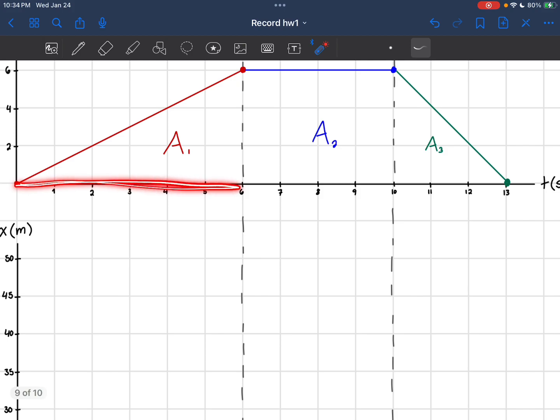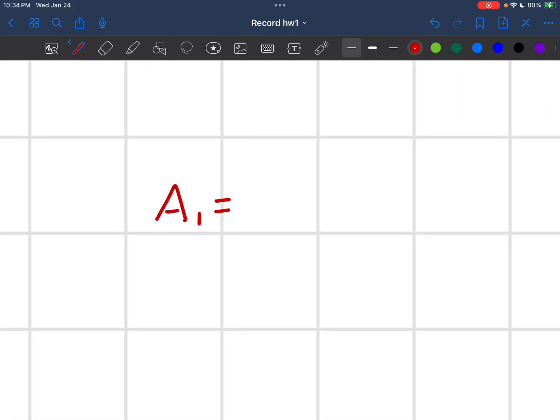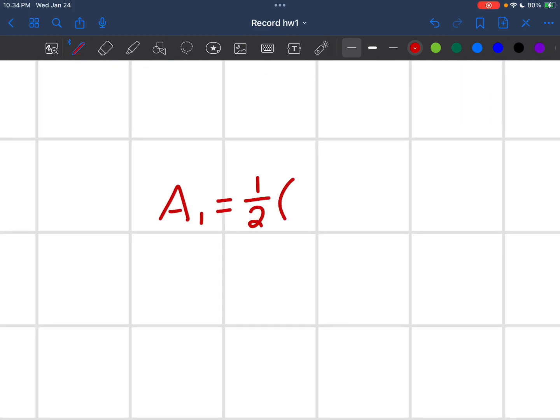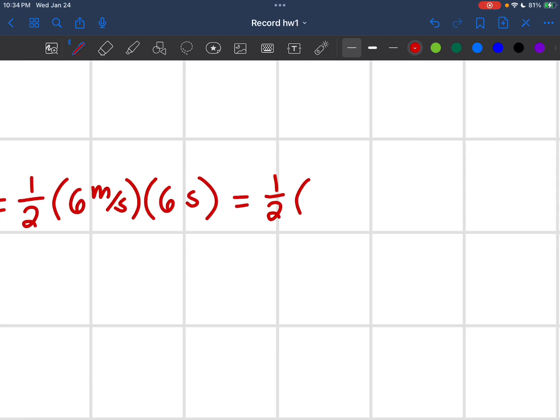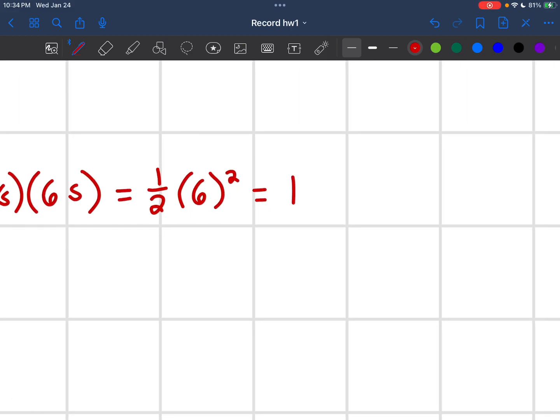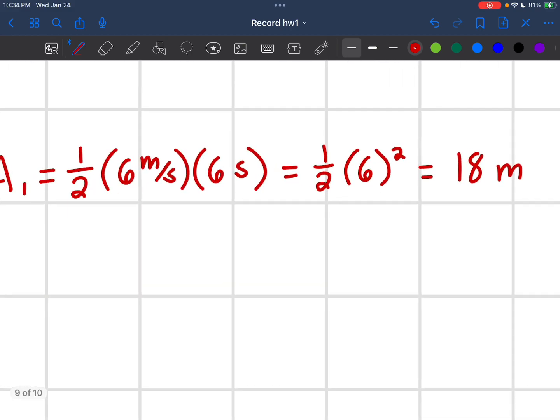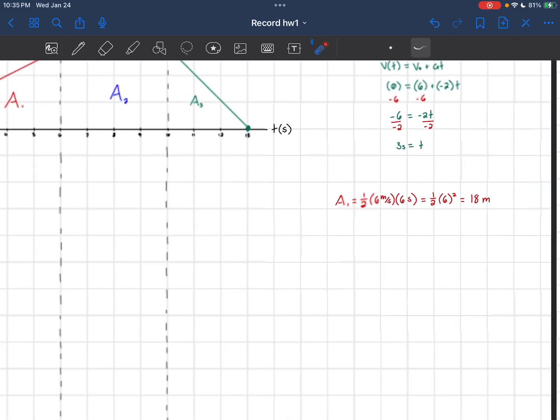My base in this case is 6 seconds. My height is also 6, but meters per second instead. So it'll be 1/2 times 6 meters per second times 6 seconds. Right? And in numbers, that means 1/2 6 squared, which will be 18 meters. Because again, meters per second, and I multiply by seconds, so seconds cancels, leaves me with meters.